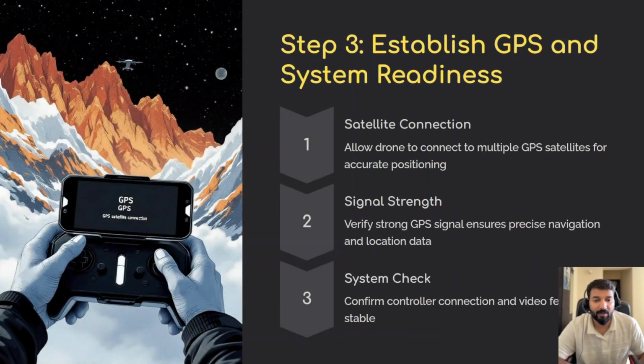Step 3. Establish GPS and system readiness. Allow the drone a few moments to connect to multiple GPS satellites and establish stable positioning. Most survey drones display the number of connected satellites and the strength of the GPS signal. A strong connection ensures that the drone can navigate accurately and record proper location data for each image. Also check that the controller connection and video feed are stable before starting the mission.